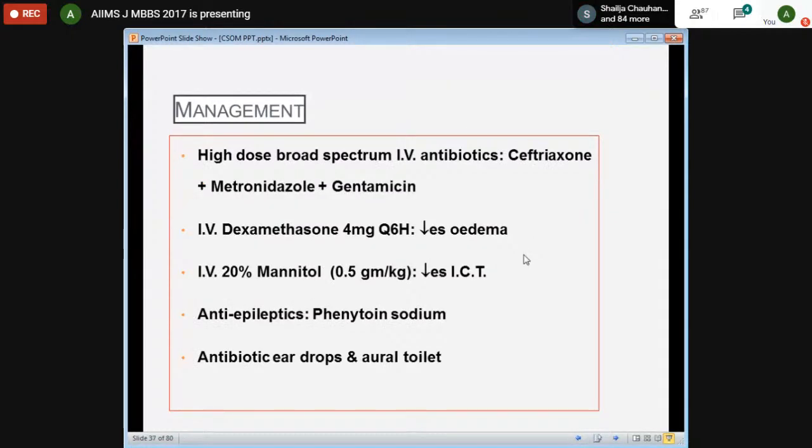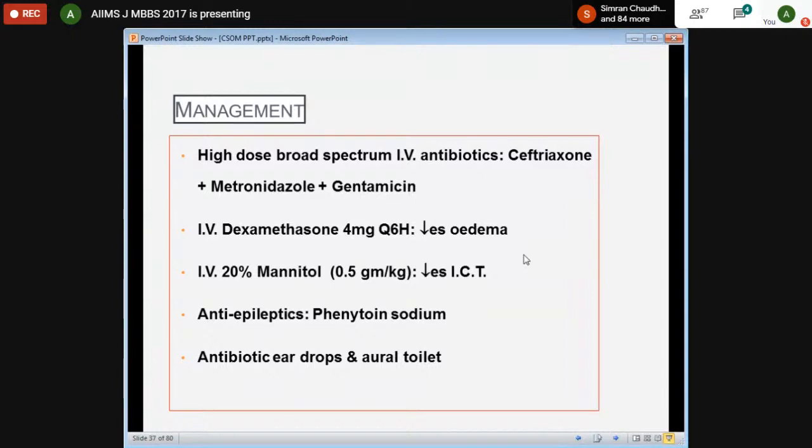So what is the treatment? Treatment is to immediately start high dose broad spectrum IV antibiotics like ceftriaxone, metronidazole, gentamicin. Ceftriaxone, because ceftriaxone crosses the blood-brain barrier. We may do other things, but ceftriaxone easily crosses the blood-brain barrier, and we want these antibiotics to be in the brain.